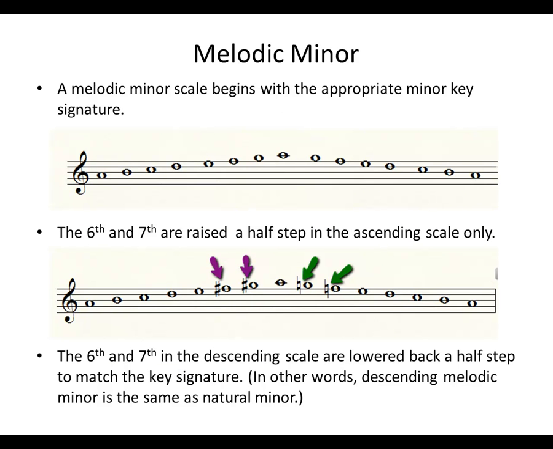Melodic minor is the 3rd form of the minor scale, and again, you want to start with the basic natural minor scale with the appropriate key signature. And the unique part about the melodic minor scale is that both the 6th and the 7th are raised a half a step in the ascending scale only. In the descending scale, you put those notes back where they started. In other words, the descending form of the melodic minor scale is exactly the same as natural minor. This scale sounds like this.